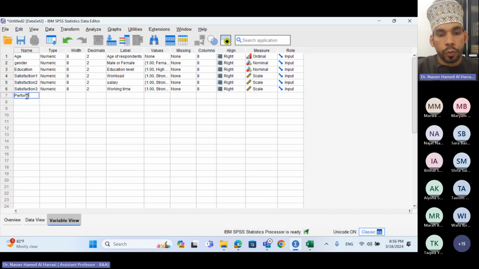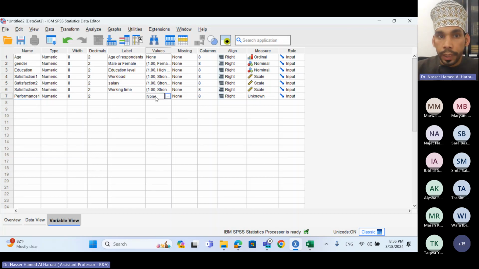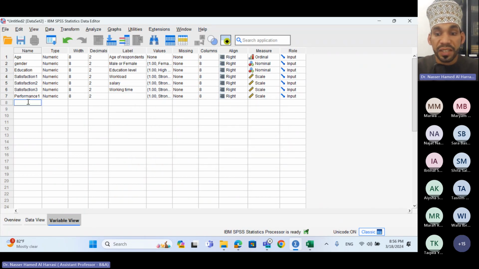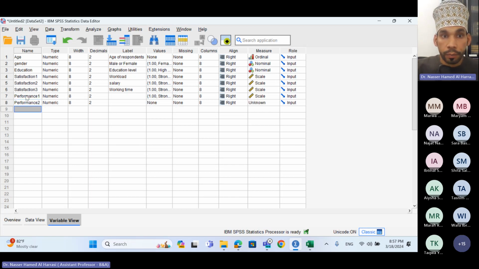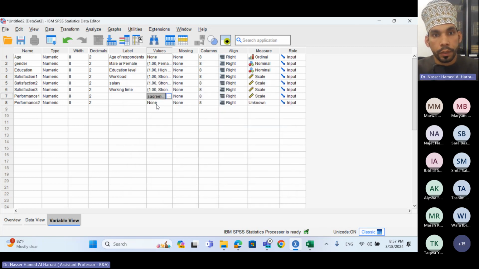So I'm going to write performance 1. Then the same thing, I'm going to make the label. Here again, I'm using the same Likert scale from strongly agree to strongly disagree. So I'm going to copy and paste. Here again, I'm going to select 2. Then I'm going to move to performance 2. Sorry, as I said, you cannot make space in writing the name of the variables. Again, it will be copy, paste it here, and here I'm going to change it into scale.